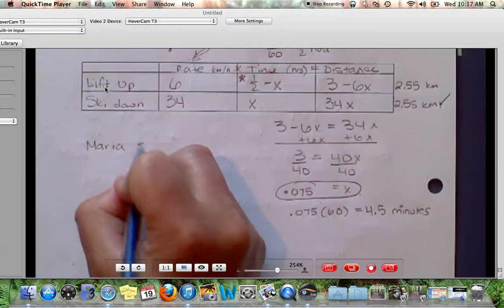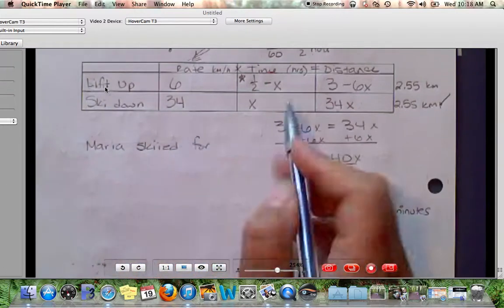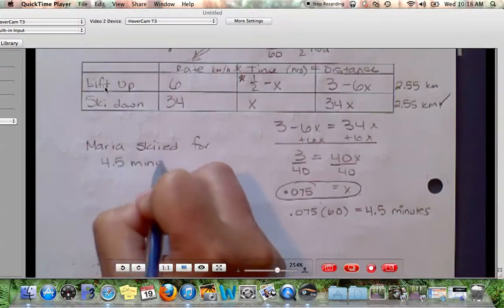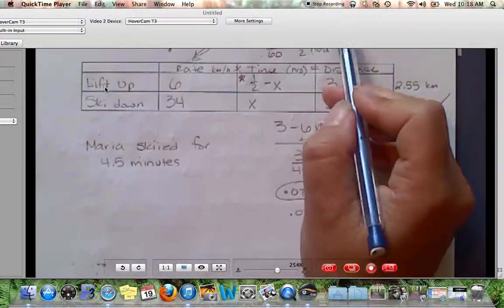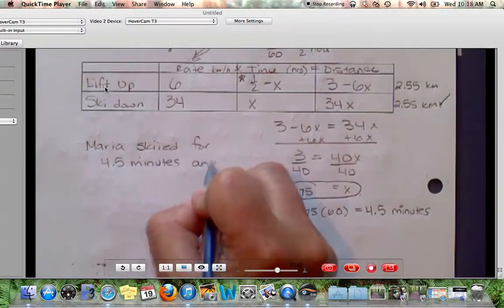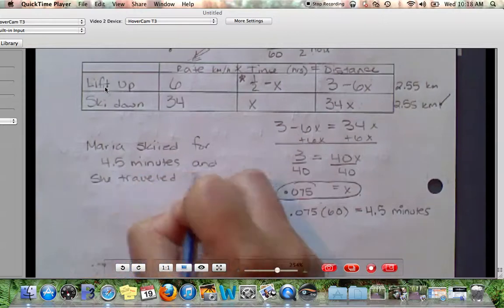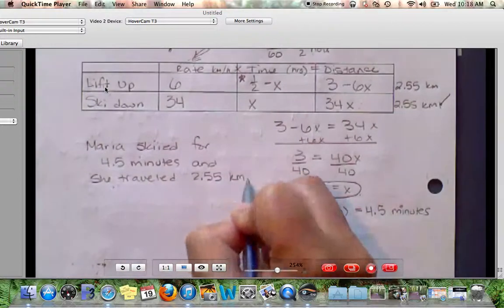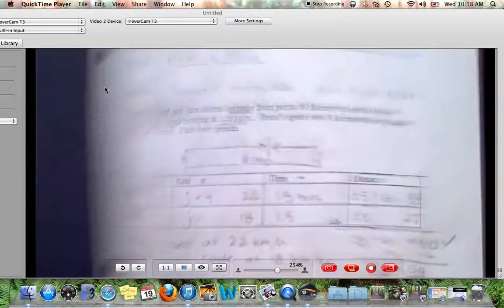Maria skied for a time of 4.5 minutes. And so that's how long, and we know how far. And she traveled 2.55 kilometers.